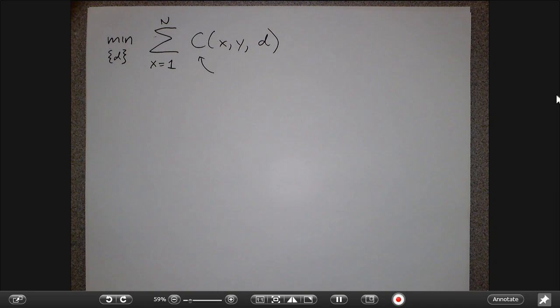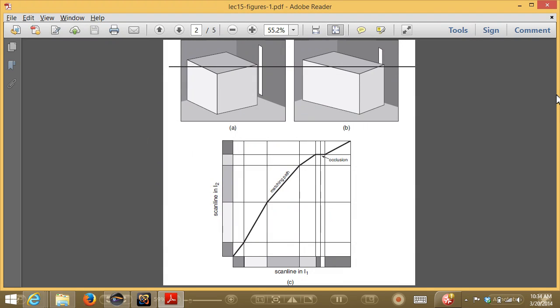However, one of the problems is that if you look back at my picture, this makes a strong assumption that matches occur along the scan lines in the same order, right? And that is what's called the monotonicity assumption. And in this case, we don't seem to have a problem with that, right?